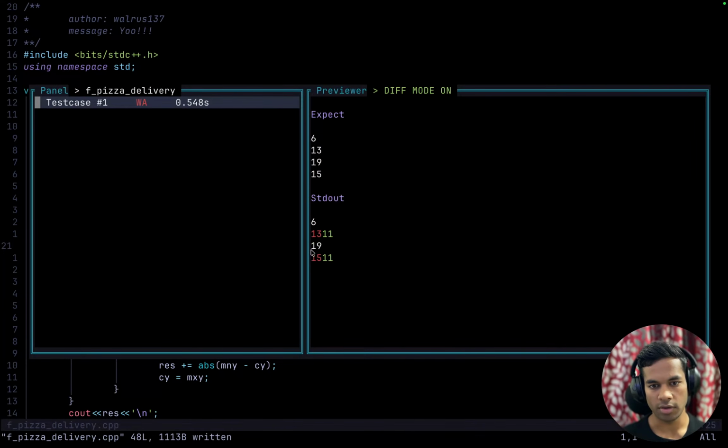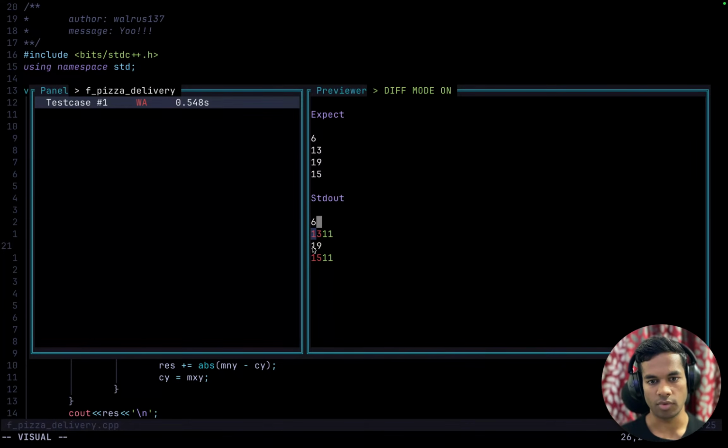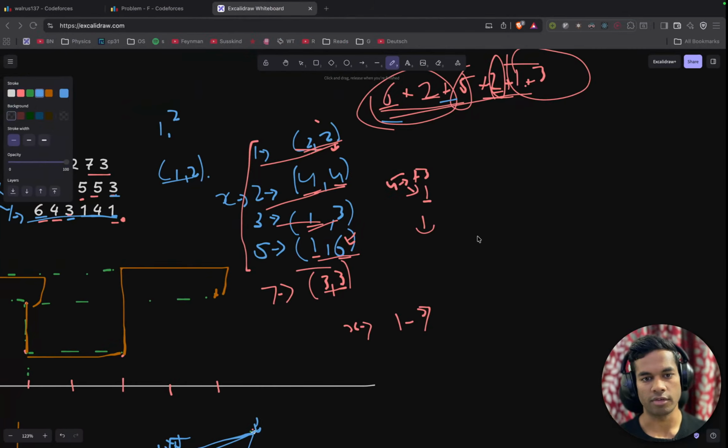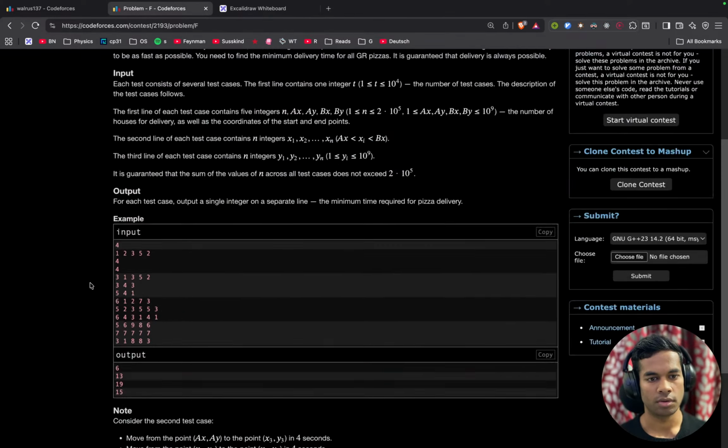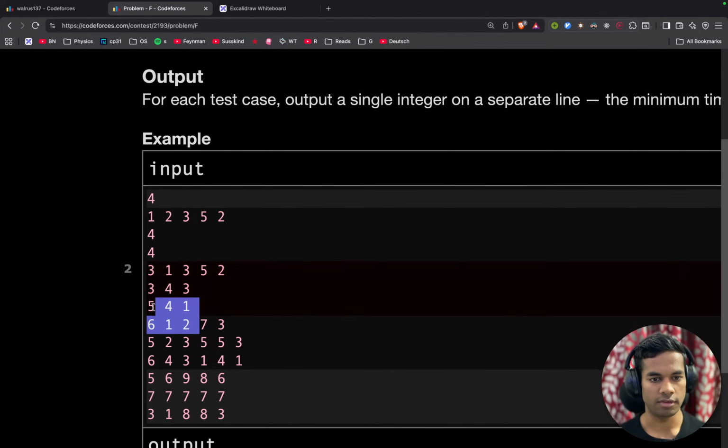Okay, wrong answer. We got right for this and this, but for these other two, we are giving the wrong answer. Here we are giving a smaller answer than the actual one for the third test case.